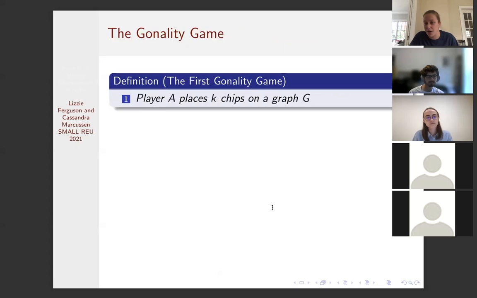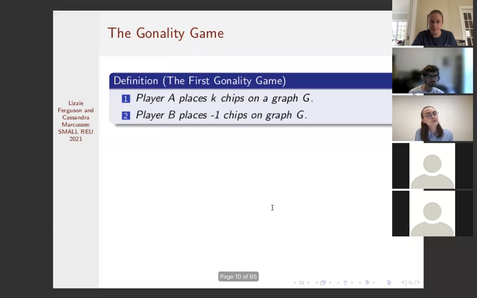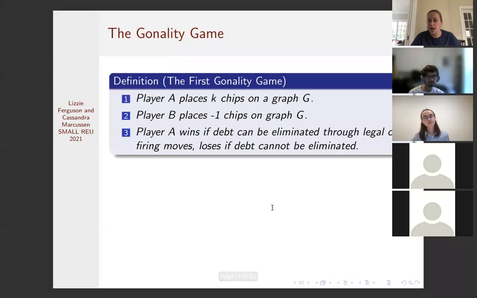And now we're going to talk about the lovely gonality game, which is played with chip firing moves. And this is going to be the first gonality game. So again, we're given a graph and we have 2 players. Player A is going to put down K chips on graph G. Player B is going to get -1 chips. They're going to put it down wherever they want on the graph. And then player A is going to chip fire a bunch of vertices, and they're going to win if they can eliminate debt, and lose if they cannot eliminate debt. So if they're able to chip fire to the point where no vertex has negative chips, they win.